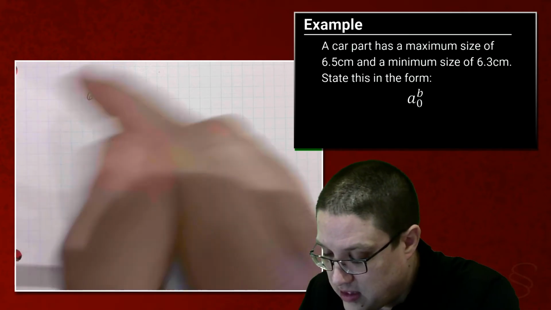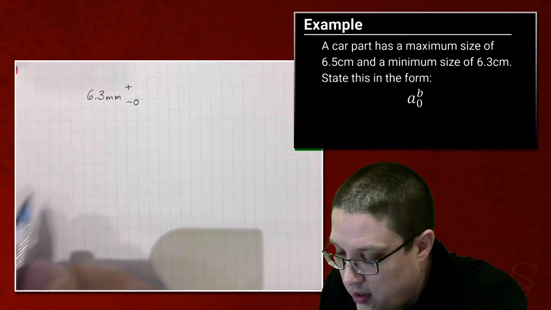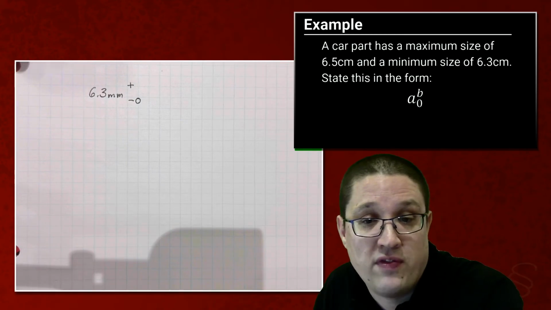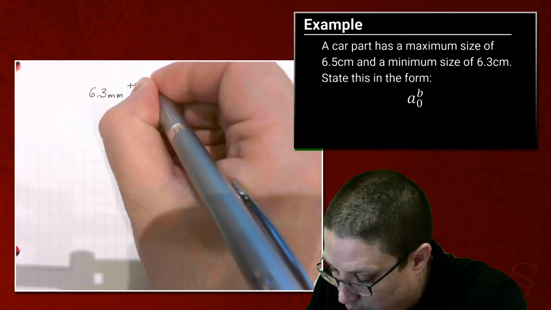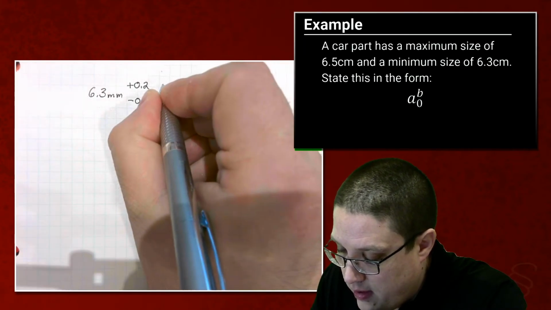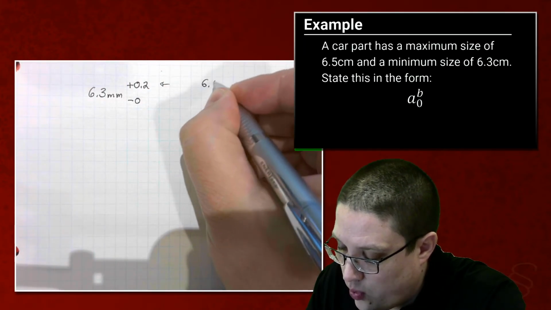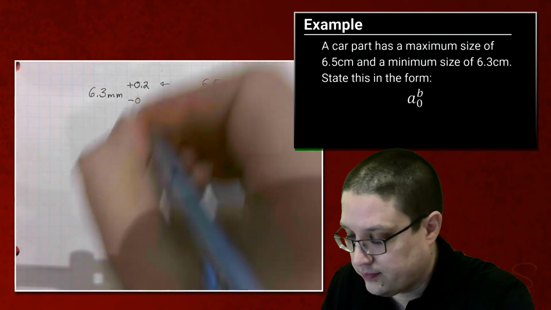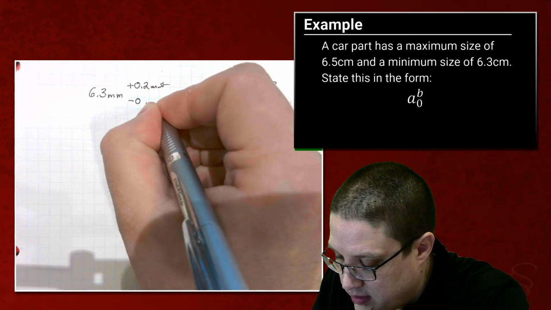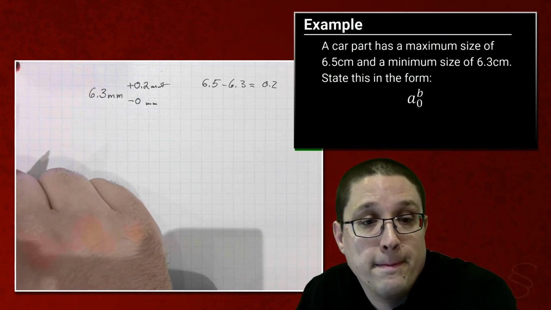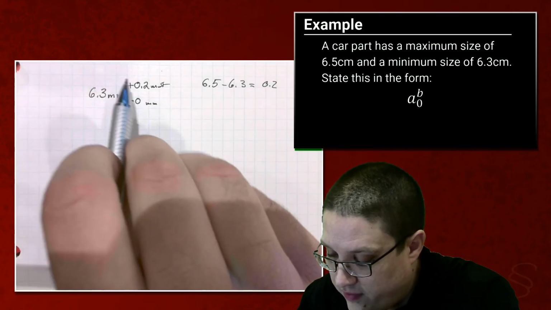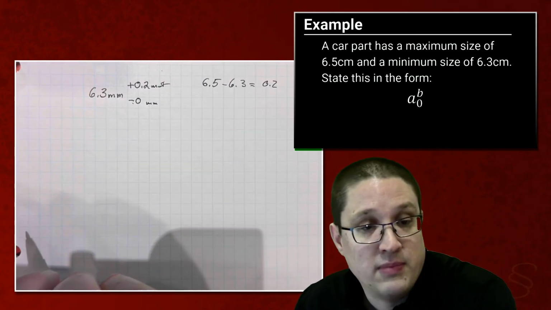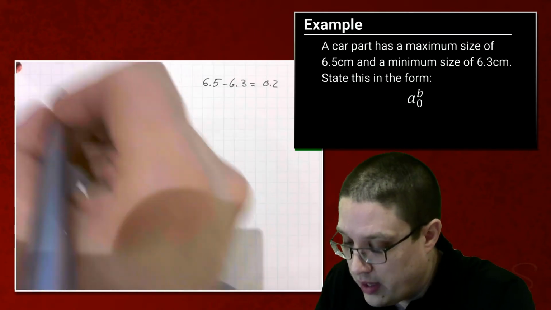Now, to get to the maximum, I have to make a little math problem where I go 6.3 plus something gets me to 6.5. In this case, plus 0.2. I found that out by going 6.5 minus 6.3, and that gets me 0.2. And I can write my units here like this. That works too. This works great. I've got this plus this works out to my maximum. This minus that works out to my minimum. This is a good way to write tolerance.